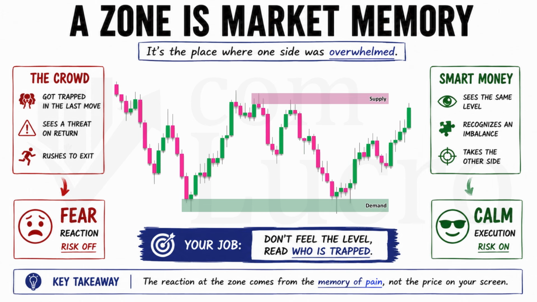A zone is really a memory, the exact place where one side of the market was overwhelmed. When price returns, most traders feel that memory before they read the chart. The crowd that got trapped in the last move sees a threat and rushes to exit, while smart money sees the same level as an imbalance, likely to repeat, and quietly takes the other side. Your job is not to feel the level, but to read who is trapped there.